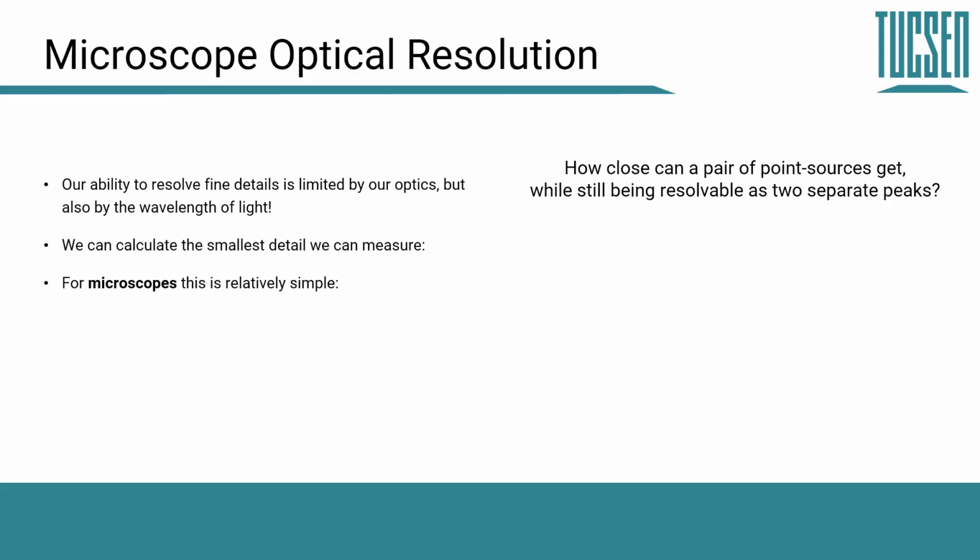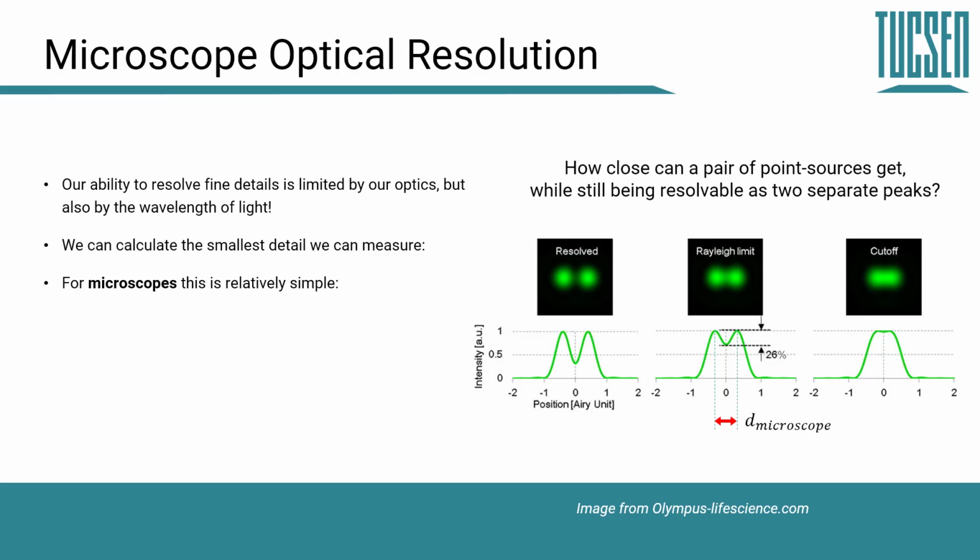And the question becomes, how close can a pair of point sources of light, say individual fluorescent molecules or individual bright points, how close can they get while still being resolvable as two separate peaks? So we're defining our resolution by how close can these get while we can still tell that there's two of them. So here we have three images, three stages of point sources of light getting closer together, and at some point on this right hand side they've gotten so close that we can no longer with confidence say there are two points there, not one wider point of light.